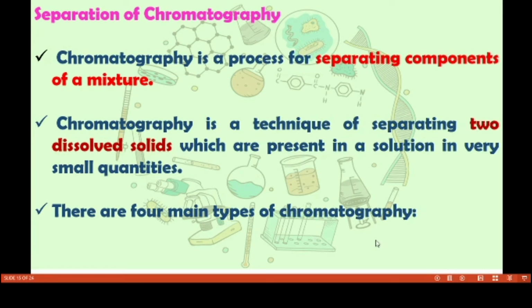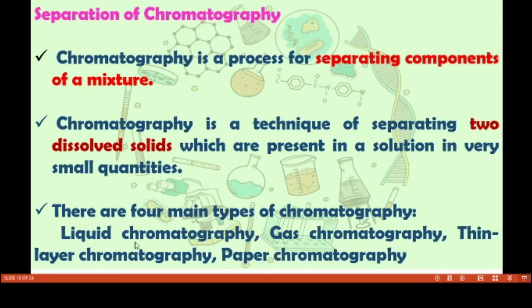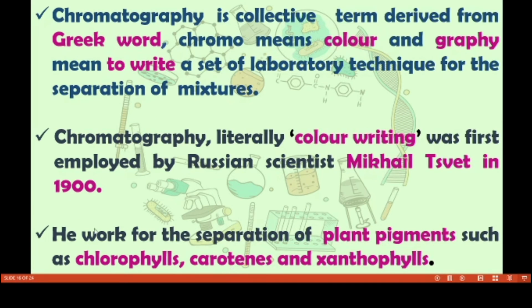There are four main types of chromatography: liquid chromatography, gas chromatography, thin layer chromatography and paper chromatography. But paper chromatography is very important for us. Chromatography is a term derived from the Greek words chromo, which means color, and graphy, which means to write, a set of laboratory techniques for the separation of mixtures. So chromatography literally means color writing.